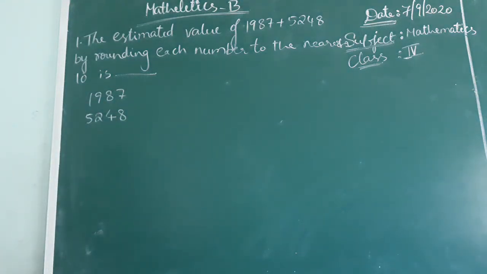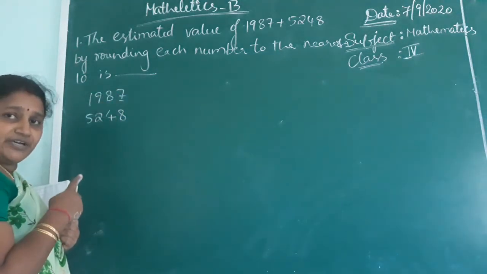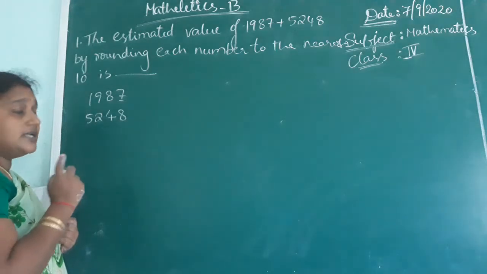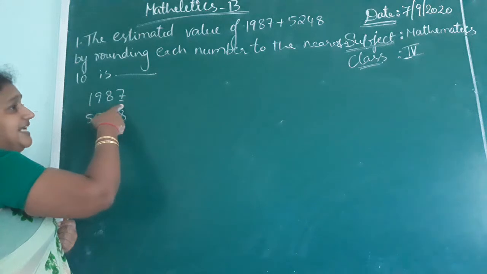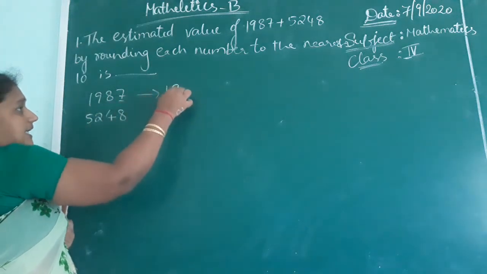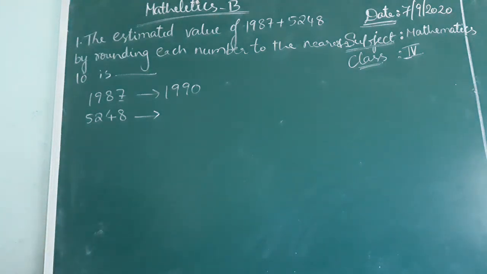While estimating to the nearest 10, we have to choose the number which is at the ones place. Now, is it more than 5 or less than 5? It's more than 5. So 7 is more than 5. Now the next 10. So what comes after 87 here? 1990.